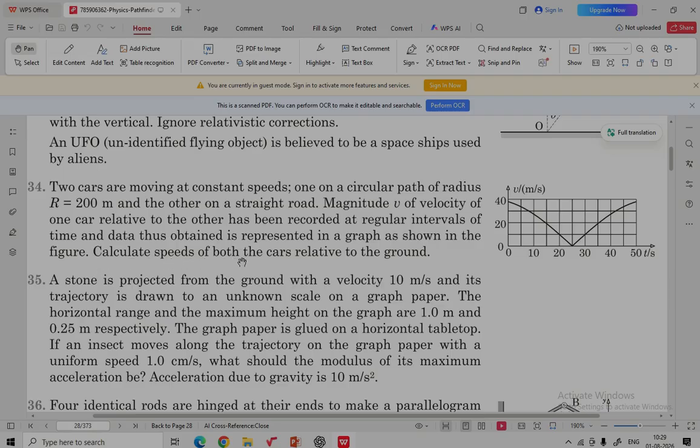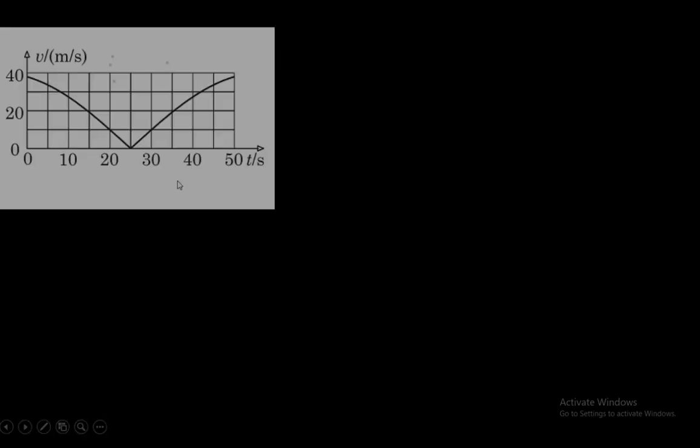Calculate the speeds of both the cars relative to the ground, and this is the graph shown here. Okay, let's see the solution. So this is the graph shown. This is a graph of relative velocity versus time.